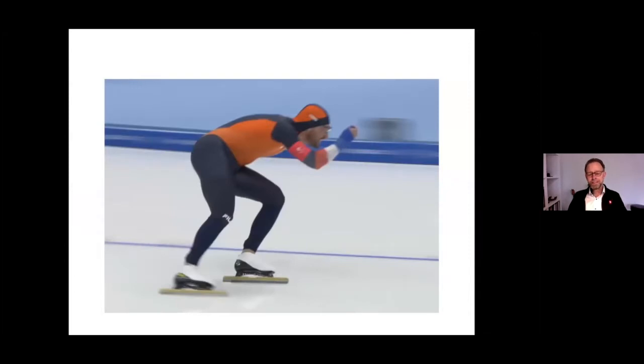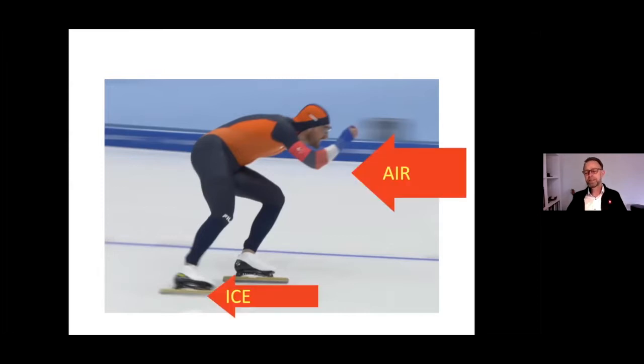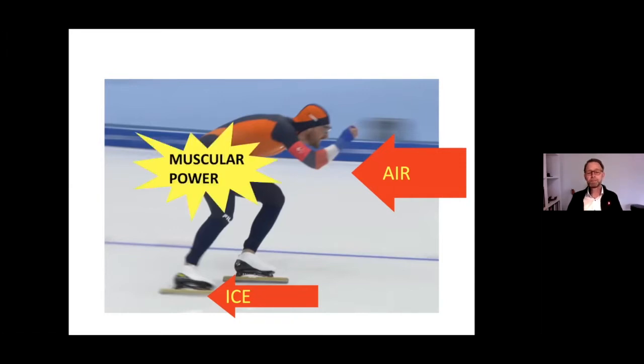What I would like to do is first explain speed skating performance based on a model. If we have a skater skating like Nijs yesterday, a photograph from yesterday in his golden race. During his race, he's hampered. He had to overcome the air and the ice frictional forces, and these forces take energy. And the energy that's taken from the athlete had to be produced by his muscular power system. So his body is working against the air friction and against the ice friction.